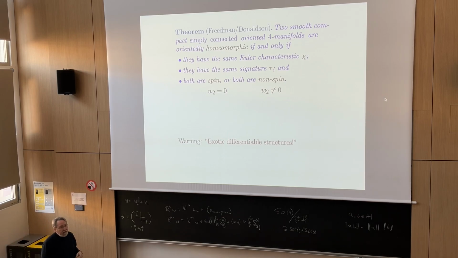So the warning is this is not a diffeomorphism classification, but rather it only tells you when two things are topologically the same, so when they are homeomorphic. It turns out that no diffeomorphism classification is currently known. We have a lot of invariants that can distinguish different differentiable structures, but we don't know in any case how to a priori give a classification of the differentiable structures.